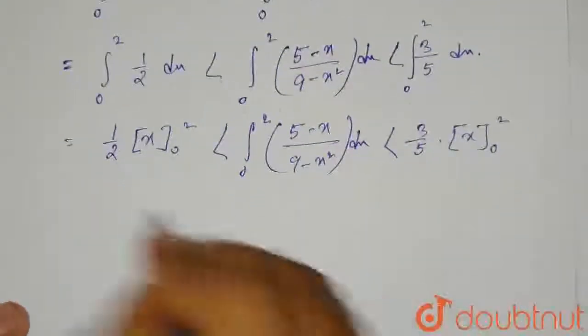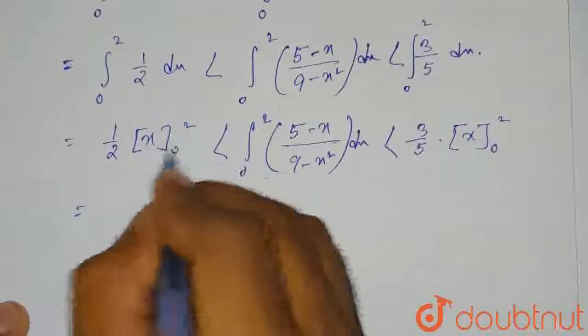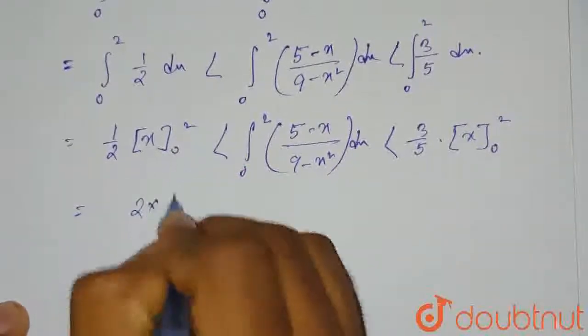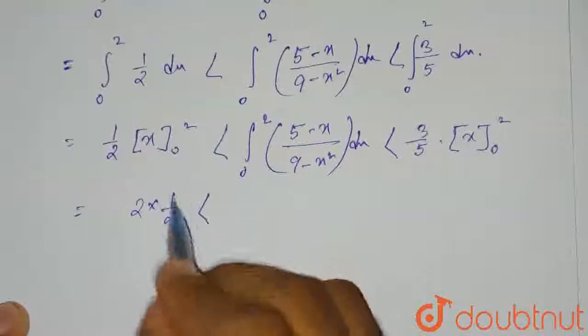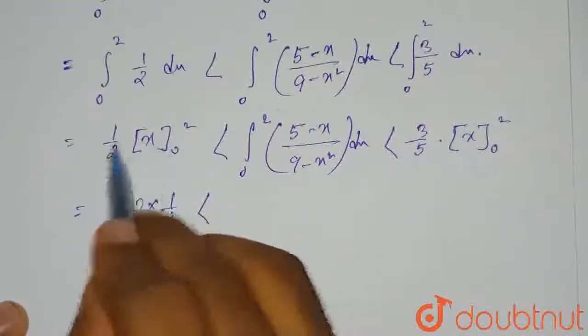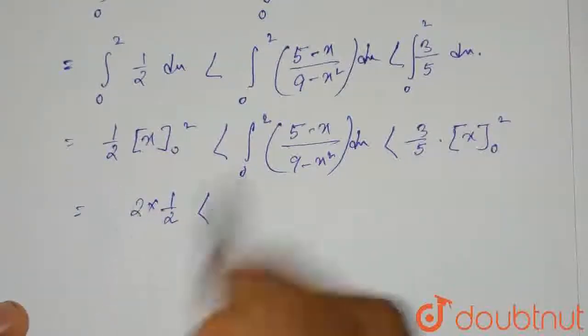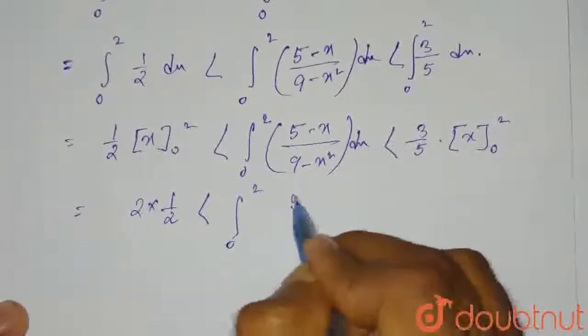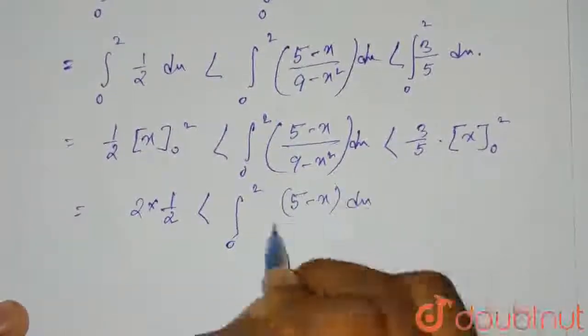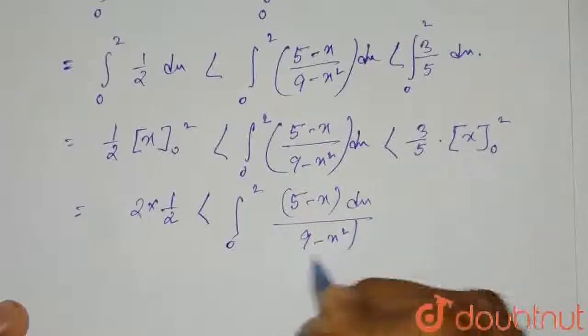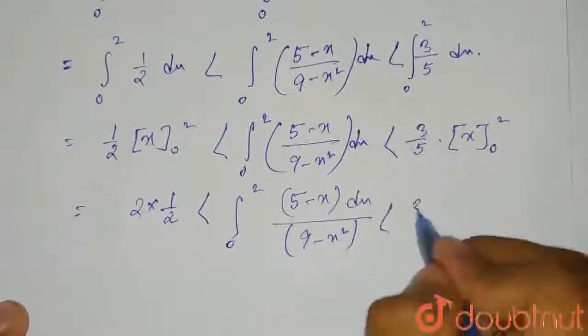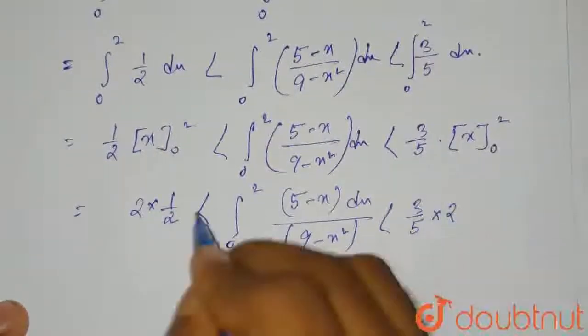If we find out the value, it will be 2 minus 0, that means 2 only, 2 into 1 by 2, less than integration 0 to 2 5 minus x dx divided by 9 minus x square, less than 3 by 5, similarly multiplied by 2 as before.